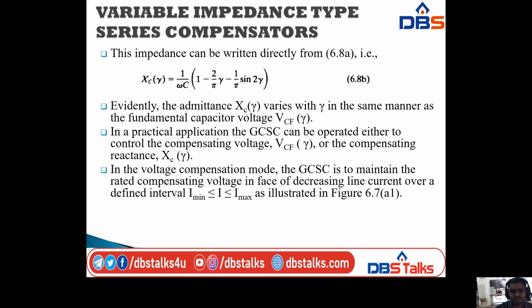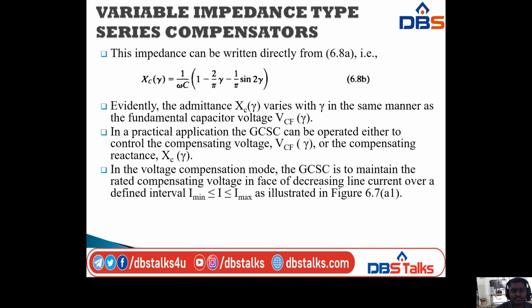From equation 6.8a, this impedance can be written directly from that one, that is Xc of gamma is equal to 1 by omega C into 1 minus 2 gamma by pi minus 1 by pi sine 2 gamma, and this equation is treated as 6.8b. So evidently the reactance Xc of gamma varies with gamma in the same manner as the fundamental capacitor voltage VCF of gamma, from the previous diagram. In a practical application, the GCSC can be operated either to control the compensating voltage, that is VCF of gamma, or the compensating reactance, that is Xc of gamma.